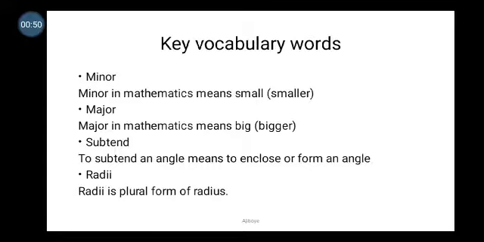Key vocabulary words to watch out for in this lesson: minor, which simply means smaller; major, which means bigger; and subtend. To subtend an angle means to enclose or to form an angle. We can also come across the word radii, the plural form of radius. So radius is singular and radii is plural. When you have two or more radius, you can call them radii.